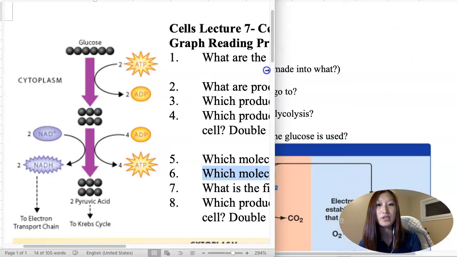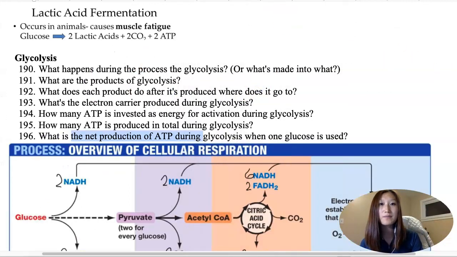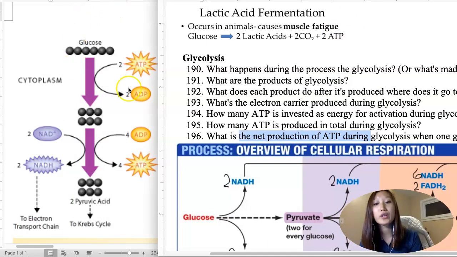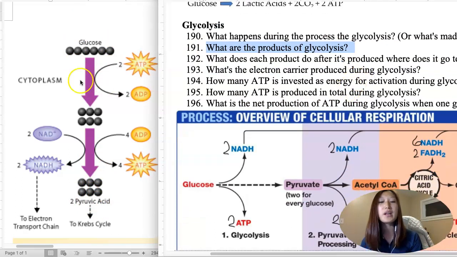So let's take a look at the questions. Question number 1, what happens during the process of glycolysis? We break one glucose into 2 pyruvates. That's what happens. What are the products of glycolysis? There are 4 products. There's ADP, ATP, NADH, and pyruvic acid. If you were to just say ATP, NADH, and pyruvic acid is the product, that also works because really when you make 2 ADP, they go back into the process and get used to make 4 ATPs in total.